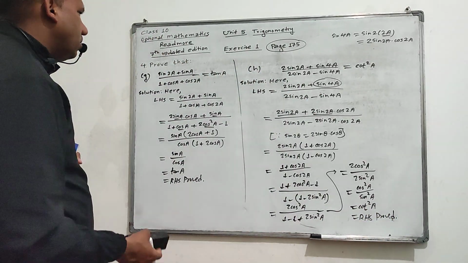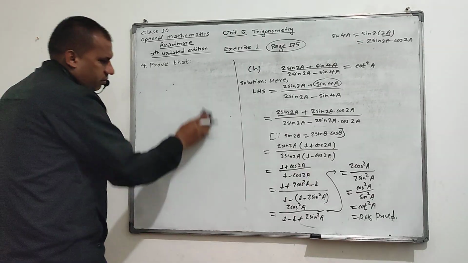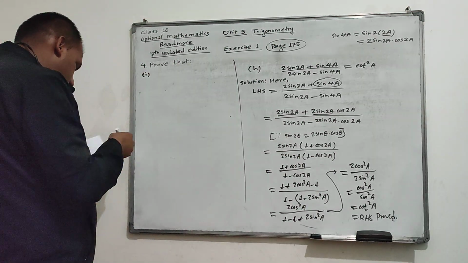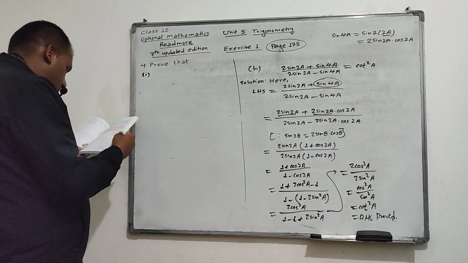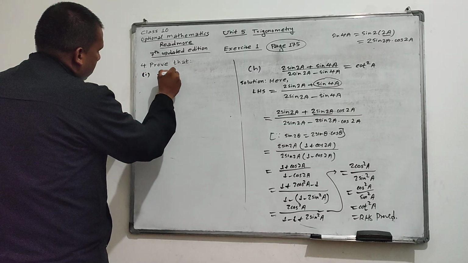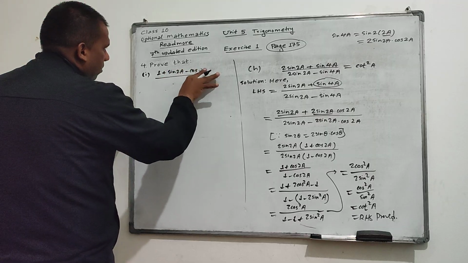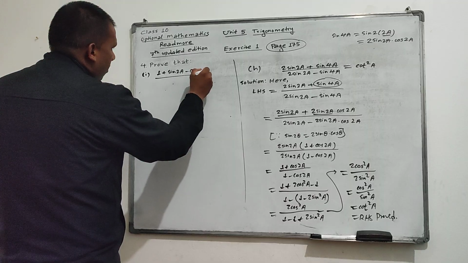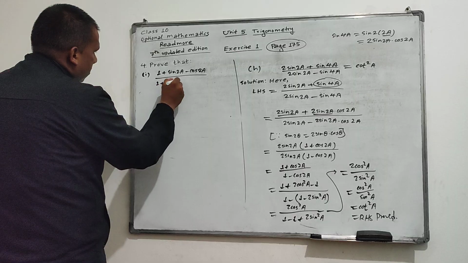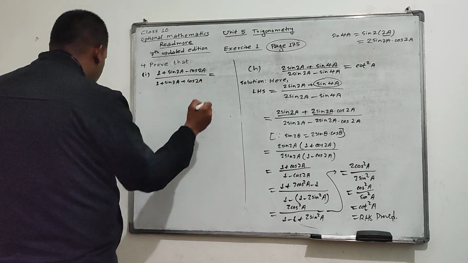Now next question, I. On I we have 1 plus sine 2a minus cos 2a whole upon 1 plus sine 2a plus cos 2a. This equals tan a.